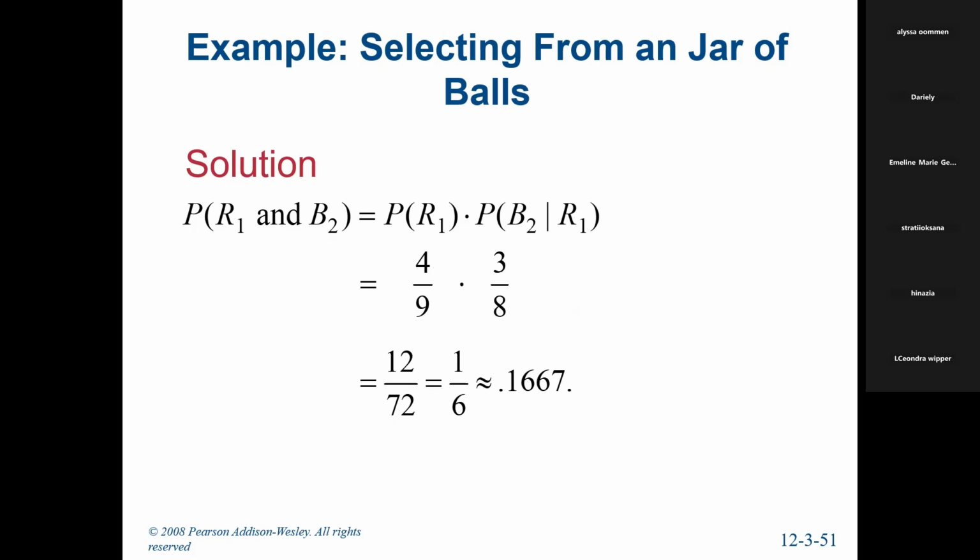And so the two events are not independent because they did not put the ball back in the jar. If they put the ball back in the jar, the two events are independent. Okay?